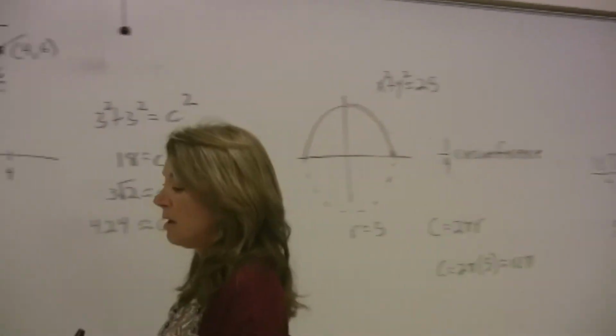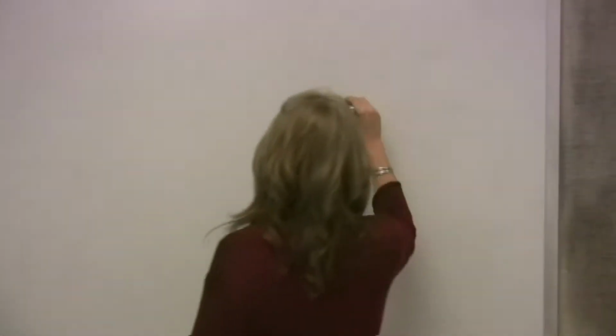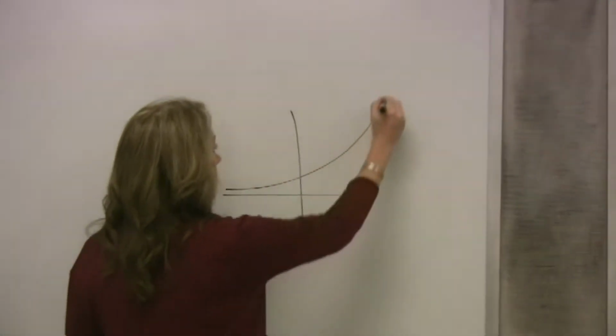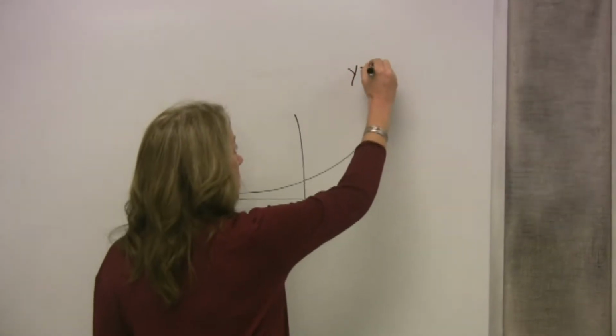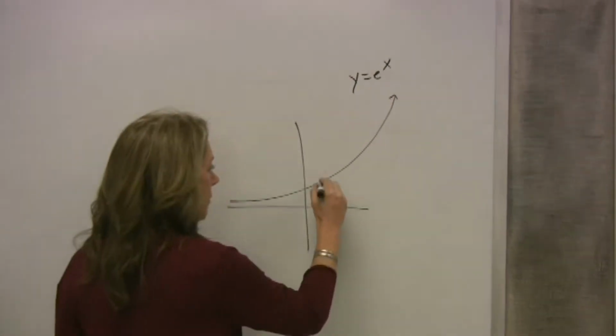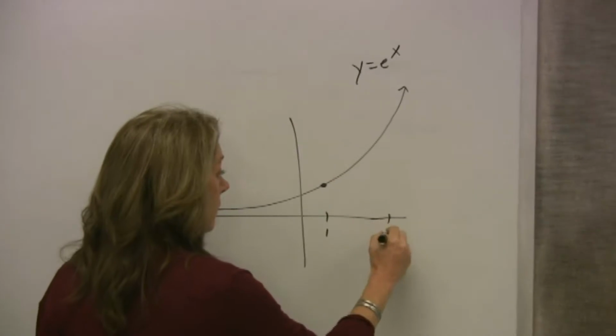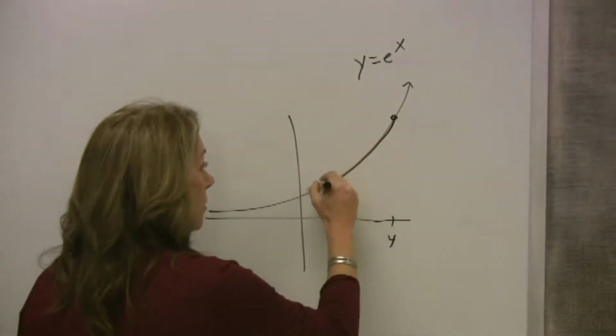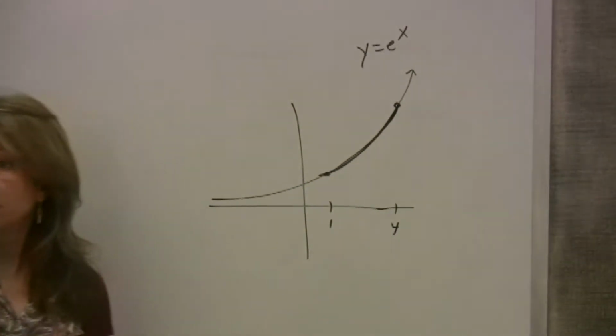So even if I come along and I graph something that looks like this, y equals e to the x, and I want to know how far it is from 1 to 4 on this guy, I can find it. That's the goal.